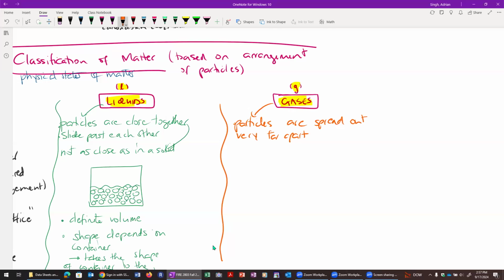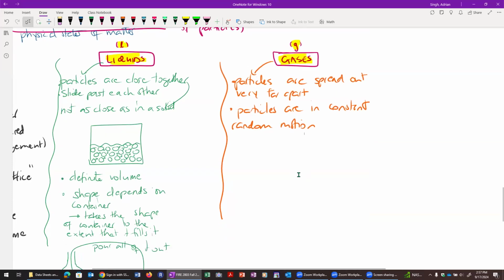Relative to the sizes of the particles themselves. And the other important difference with the gases is that the particles are in constant random motion. So they're zipping around randomly. They're running into each other. They're running into the walls of the container, for example, and they're bouncing off. So there's constant motion involved with gas particles.